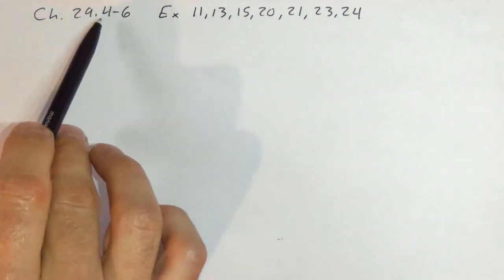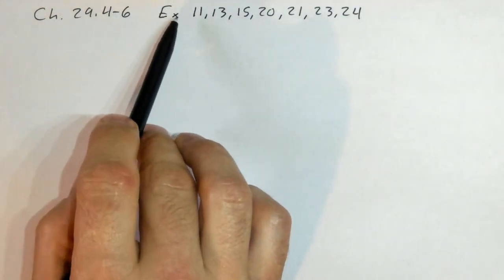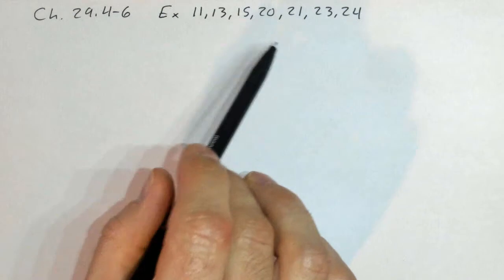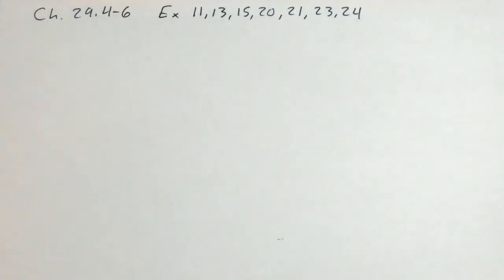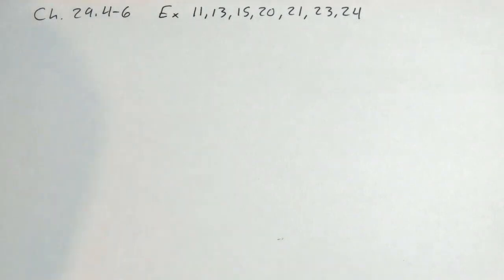Okay, for today's class, we're going to cover chapter 29, sections 4 through 6, and we don't have any concept questions today, but we're going to cover these exercises. So go read these sections and prepare yourself to apply those concepts to these problems and come utilize the video for guidance. Okay, starting with number 11.